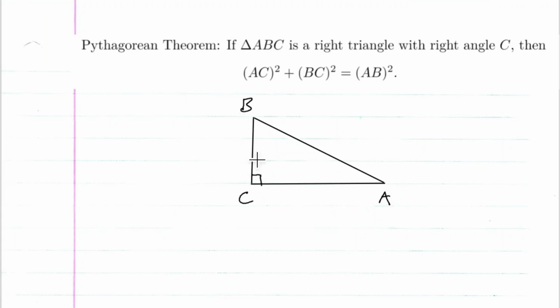So we can label the side AC as little b, the side opposite of angle B, and this represents the length AC. We can represent the length BC as little a, opposite of angle A, and we can represent the hypotenuse as little c, opposite of the angle C, right? And this is the same thing as proving a squared plus b squared is equal to c squared.